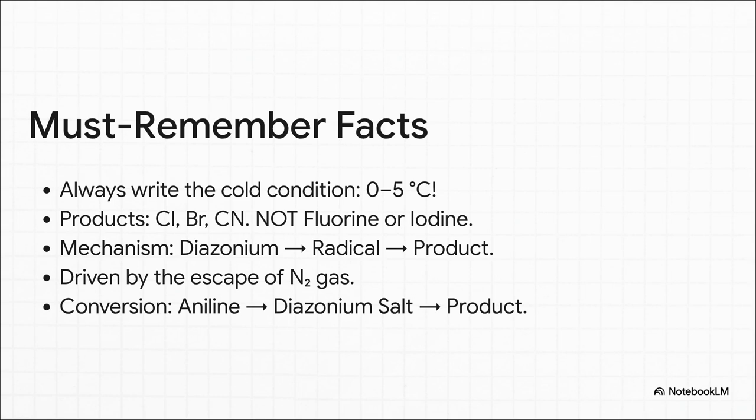Number 2, know your products. It makes Cl, Br, and CN. It does not make fluorine or iodine. That's a classic trick question. Number 3, the mechanism keywords. Just think, diazonium becomes a radical, becomes the product.